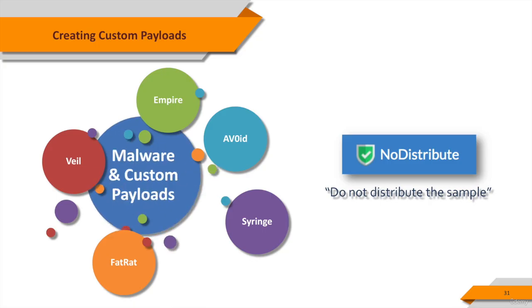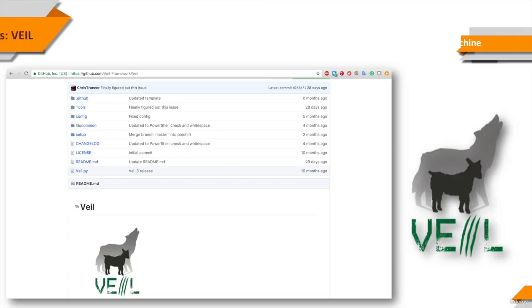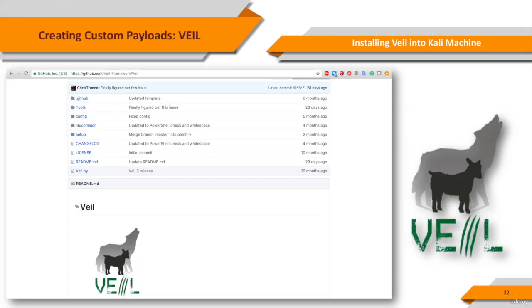There are open source and free tools to create your own malware and payloads such as Veil, Avoid with a 0 instead of an O, Syringe, Fat Rat, and Empire. Now you will see how to create a custom payload using Veil framework.